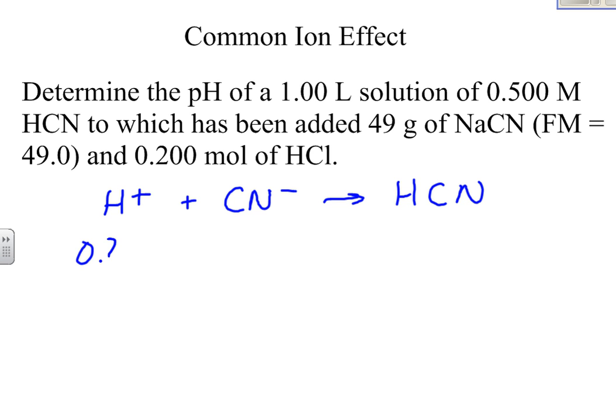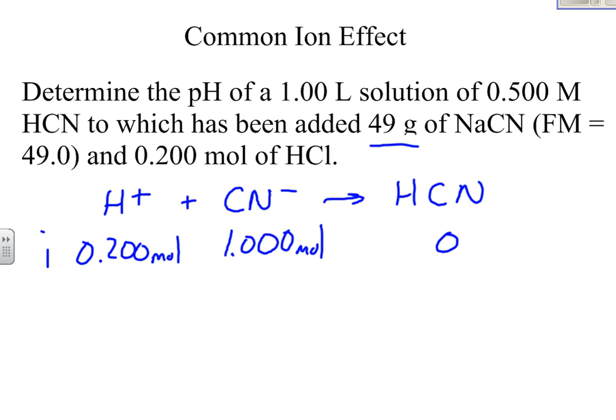So I've got 0.200 moles of the H+ that I've added from the HCl, and I have 1.000 moles of the CN- because I have 49 grams of the sodium cyanide, which would be 1 mole of that, and I've got a 1 liter solution. So 1 mole of that, and at first I'm just going to say that there's 0 of the HCN. So this is my initial.